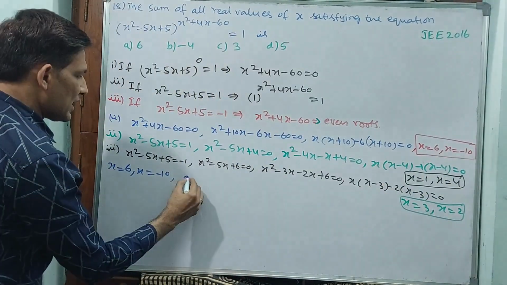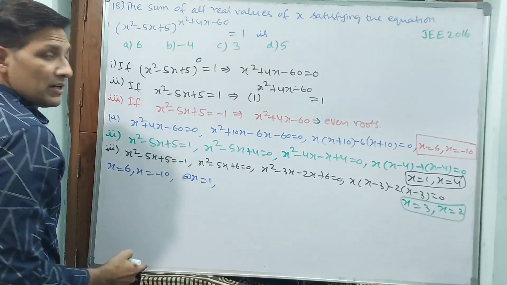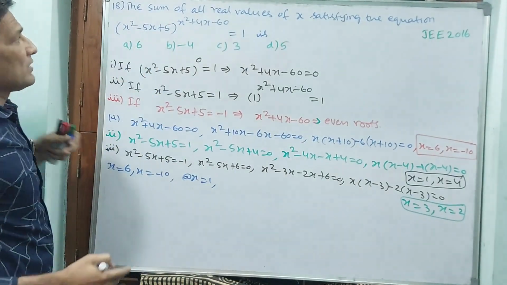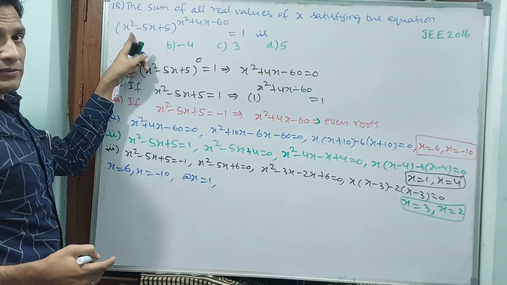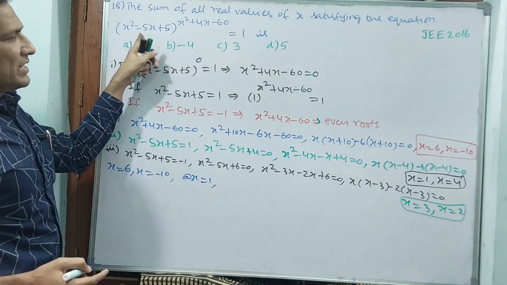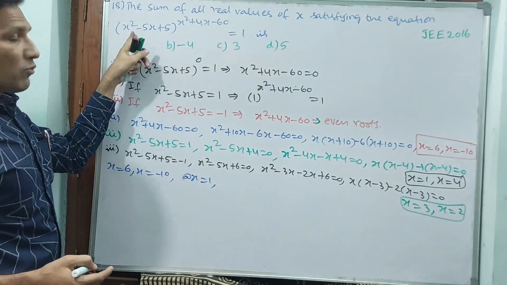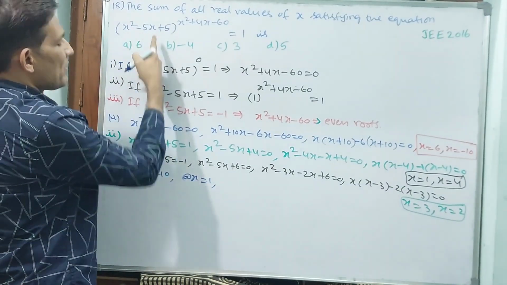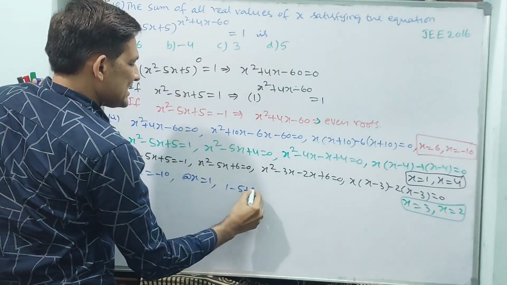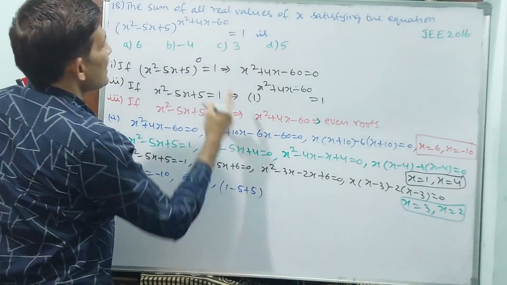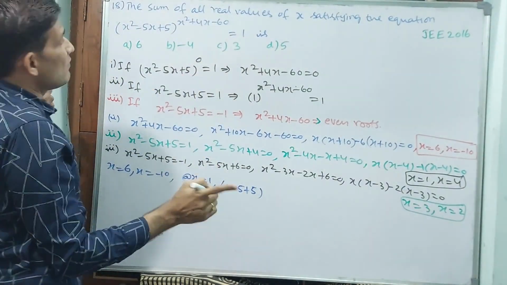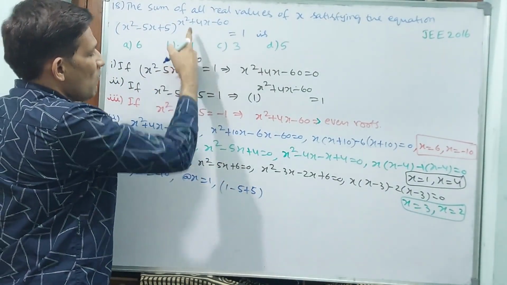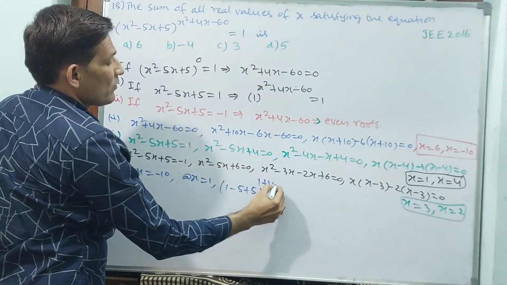See how I am doing. At x is equal to 1, numerator and denominator both have to satisfy. Here it is okay, but what about the power? We will see both. At x is equal to 1, 1 minus 5 plus 5 is okay, 1 power something will come, we know. But what about this? 1 plus 4 minus 60.